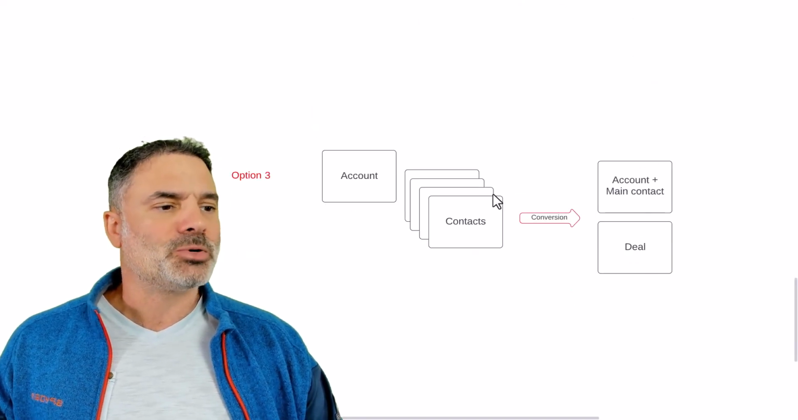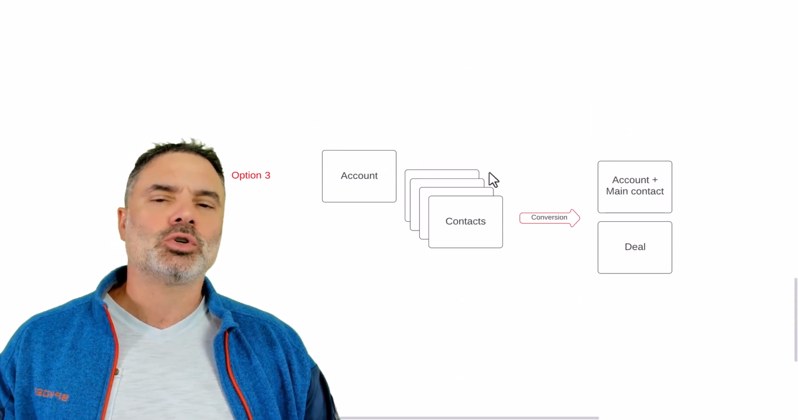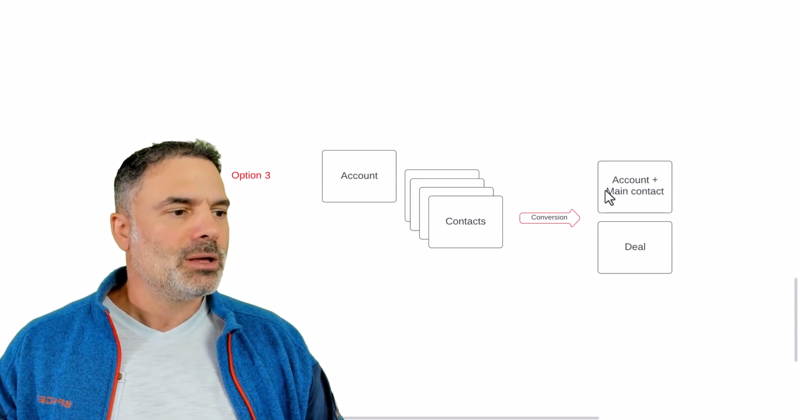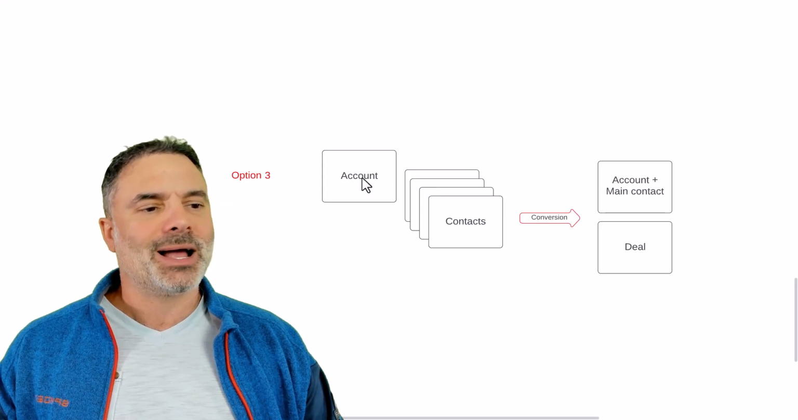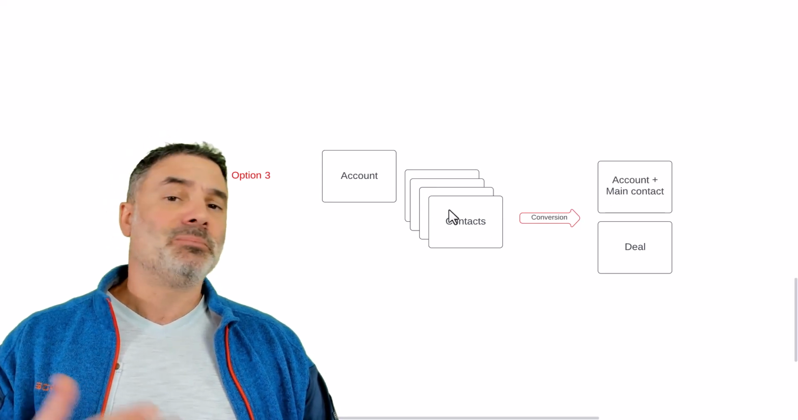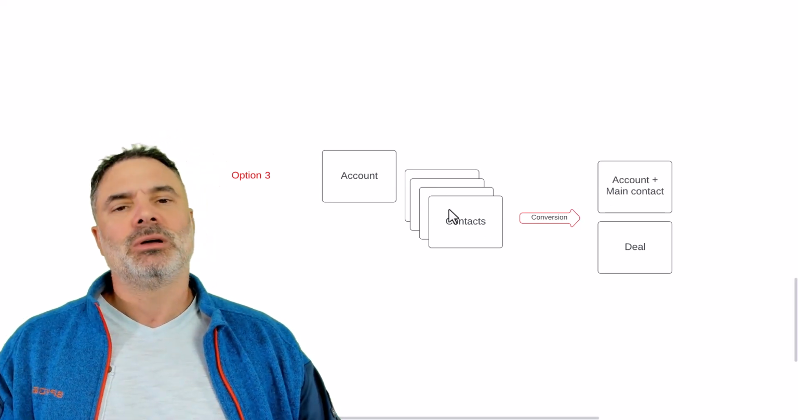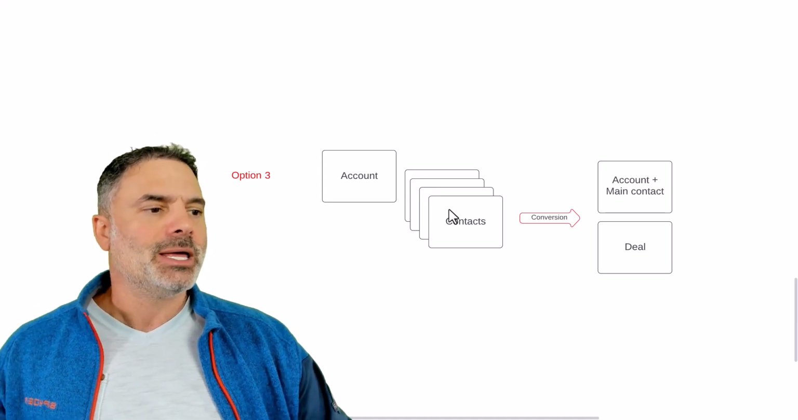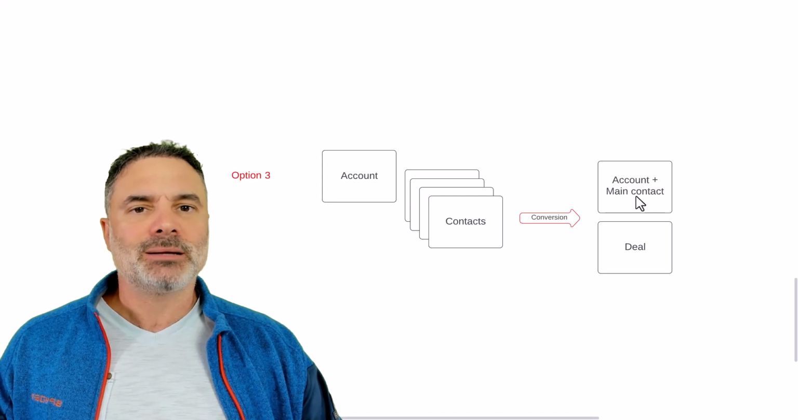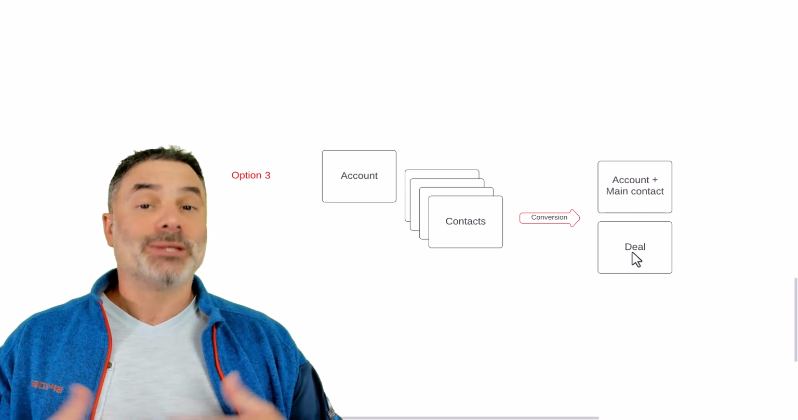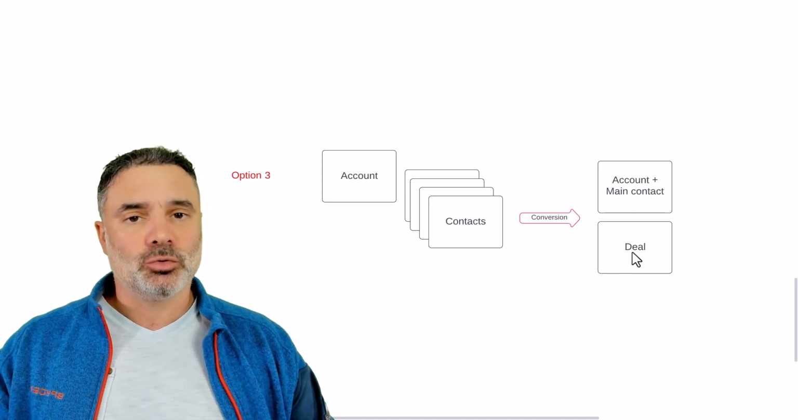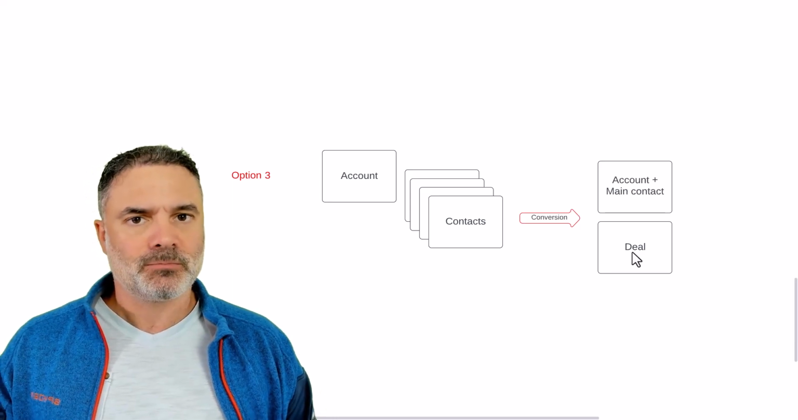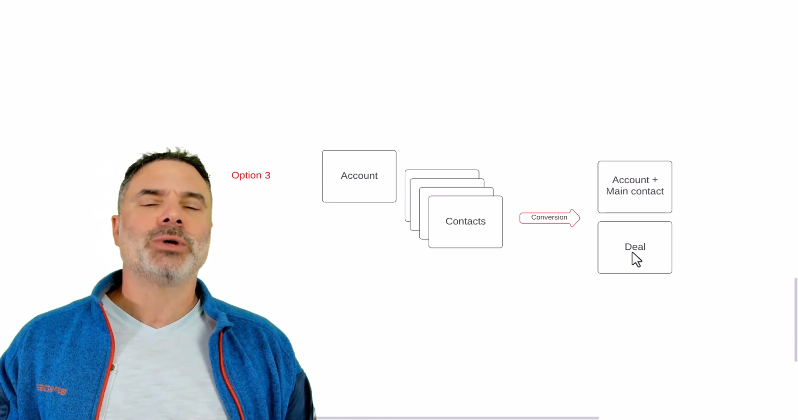In the third option, there is not so much of a conversion. The only thing is, when you have an account and multiple contacts, the person that is responsible for upgrading the relationship will be assigned as the main contact, and of course I will create a deal so I can continue pursuing this opportunity. Okay, so those are the three options.